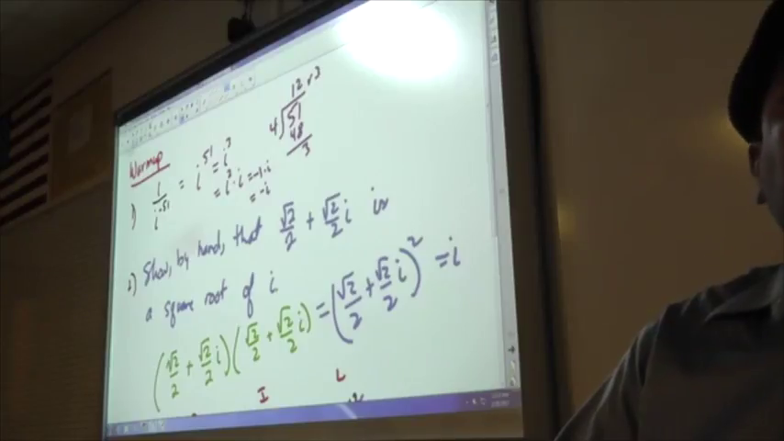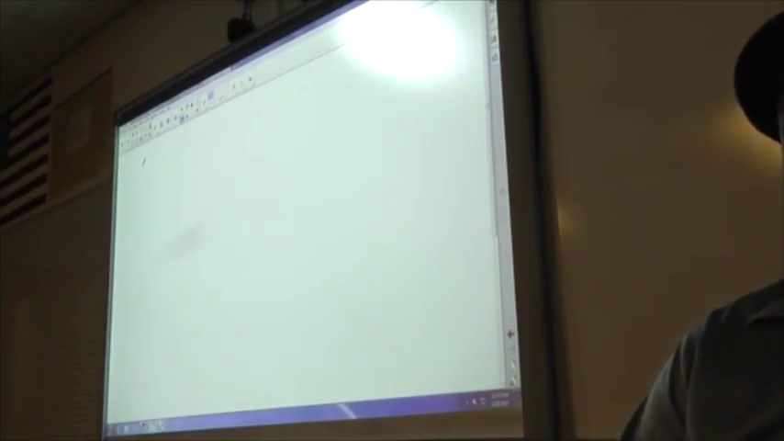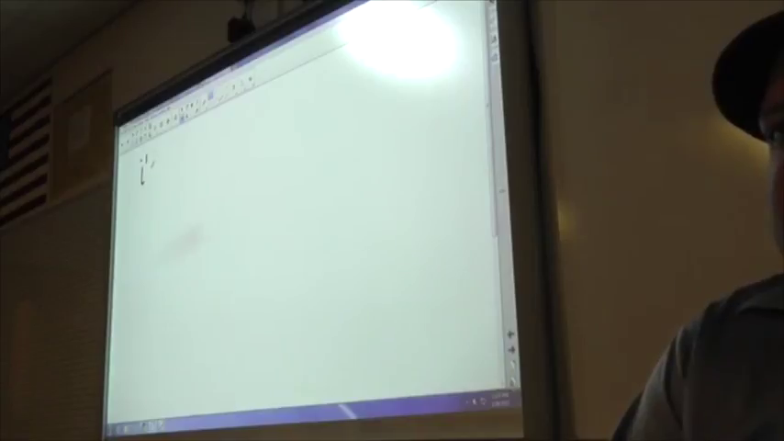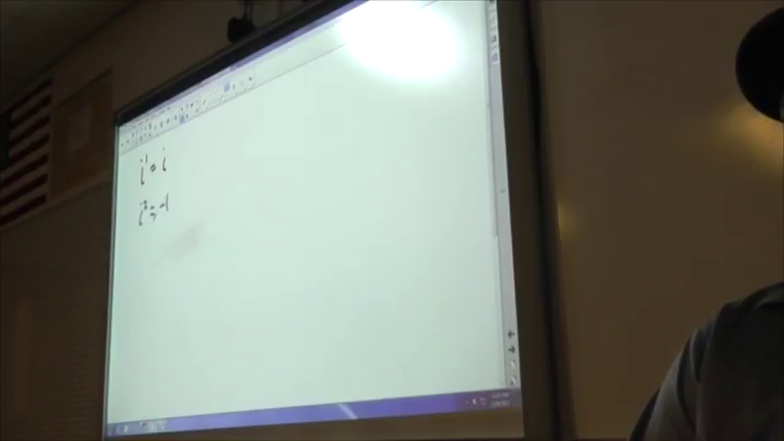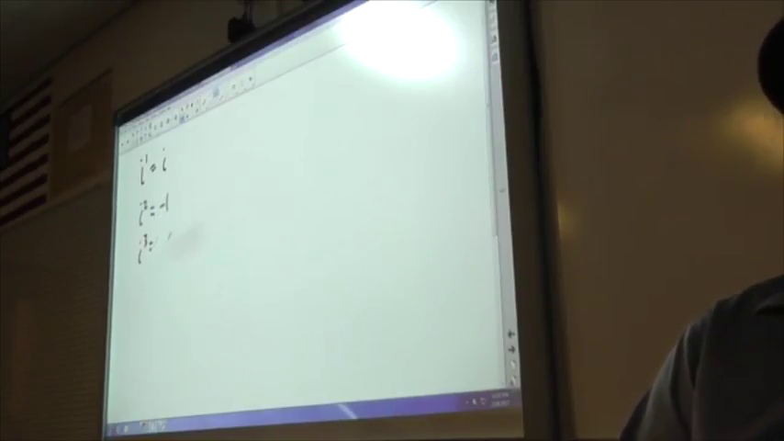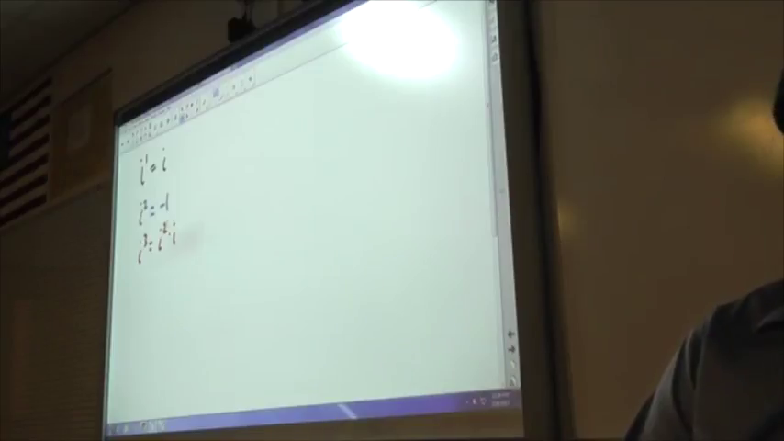Now I know who's done their homework for 3.1. So i is the square root of negative 1, right? So i to the first is just i. i squared is negative 1 by definition. i cubed is i squared times i. Would you agree? And what is i squared? Negative 1.